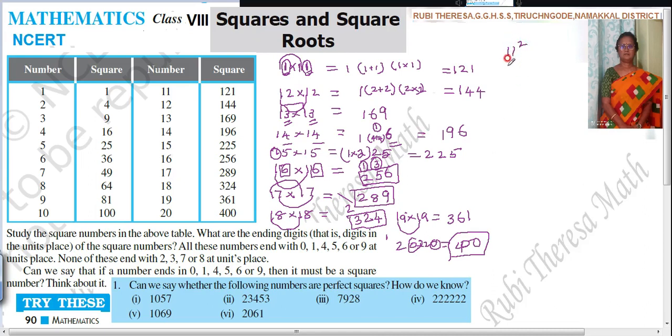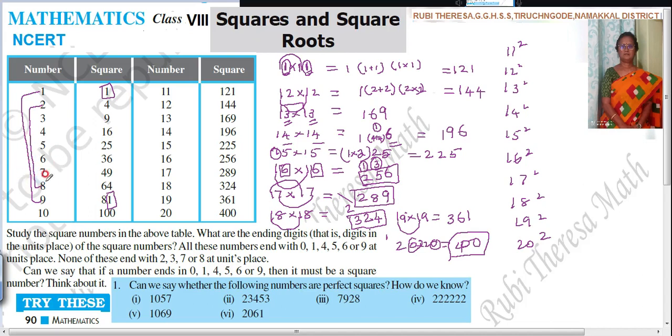Otherwise, there is another way to write this. Just you listen to me. 14 square, 15 square, 16 square, 17 square, 18 square, 19 square, 20 square. For this, first you should observe these numbers. You see, 1 and 9. What is the unit place ending with? 1. This is one pair. Next one is 2 and 8. This is ending with 4.